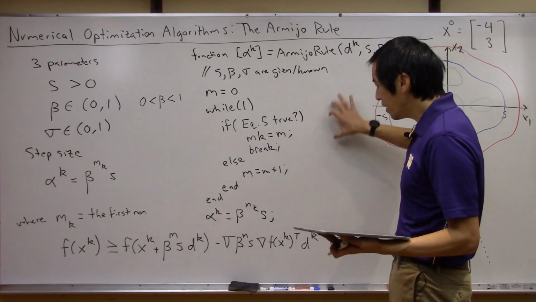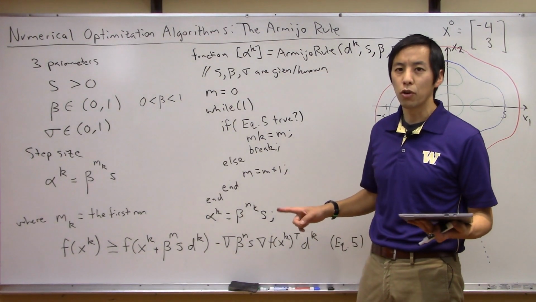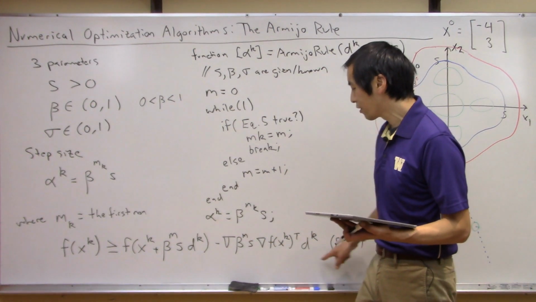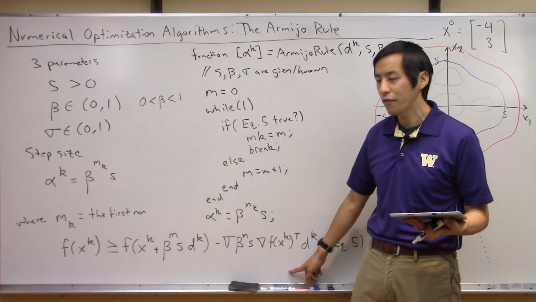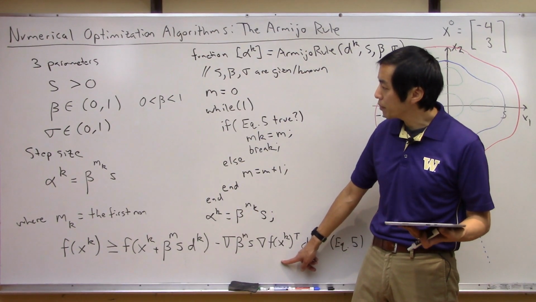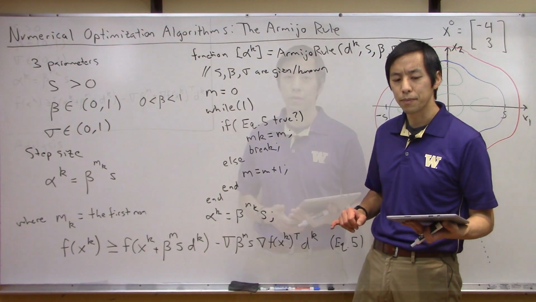Now, while it's easy to implement, we should ask ourselves, what is going on with the Armijo rule? Why does this work? We should do a little bit of analysis on what this little check is that we're doing here. We're going to see that a lot of it comes down to what's going on when we're testing this. Give me a second to erase the board, and we'll analyze this in just a second.